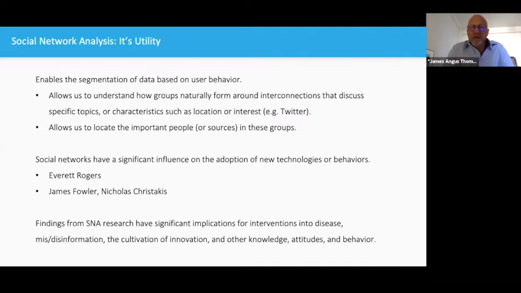There are a couple of key authors in this field. I'll refer to Fowler and Christakis' work a couple of times, but we know that social networks are key to adoption of new technologies and behaviors. And therefore, this research can have significant implications. It can provide significant insights, not only for research, but into practice in disease control, management of mis and disinformation, and also the spread of innovation and other knowledge, attitudes, and behaviors.